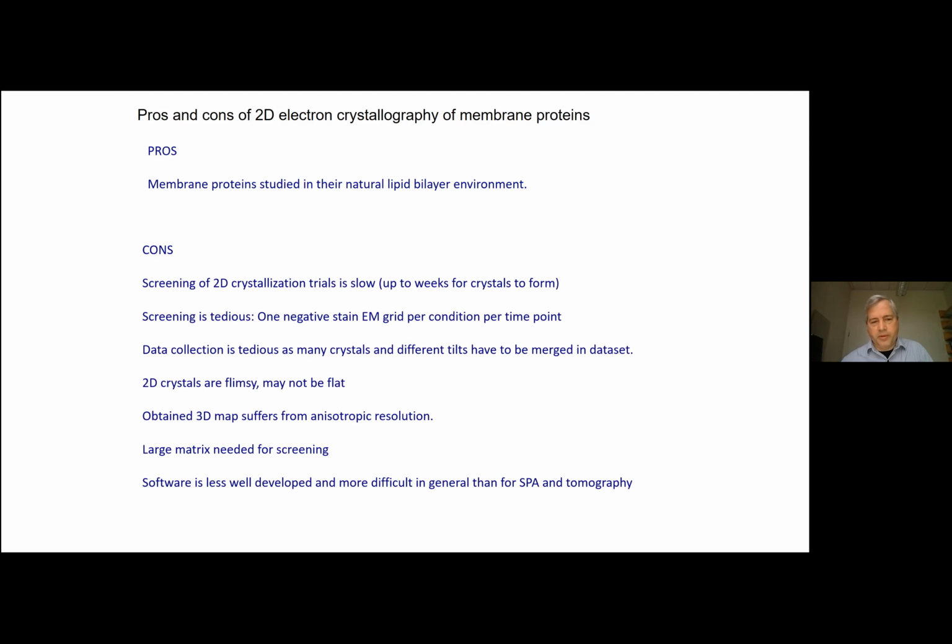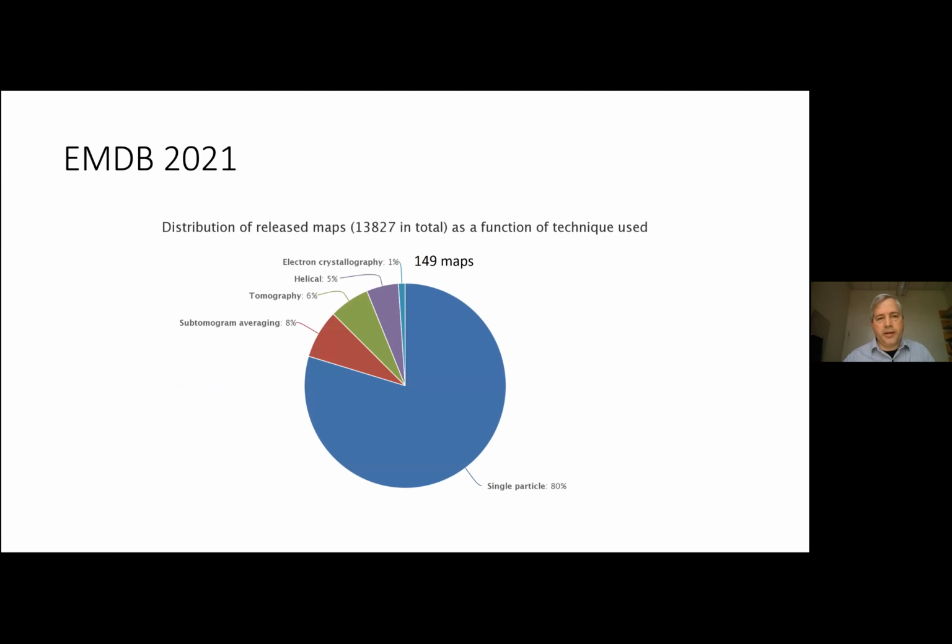The 3D map still will suffer from an anisotropic resolution because you have this missing cone, and I would say the software is certainly less well developed and a bit more difficult in general than for single particle analysis and tomography. But lately, I think when people now talk about crystallography, it's going mostly MicroED and not 2D crystallography so much anymore.